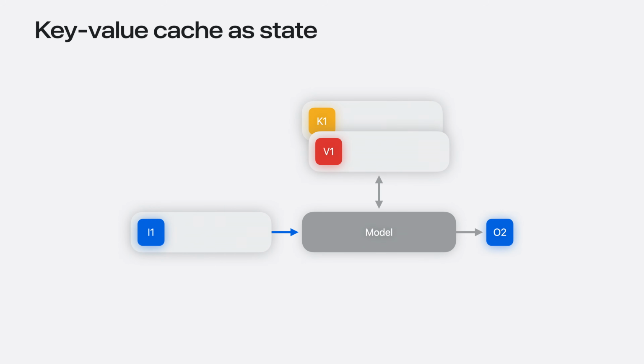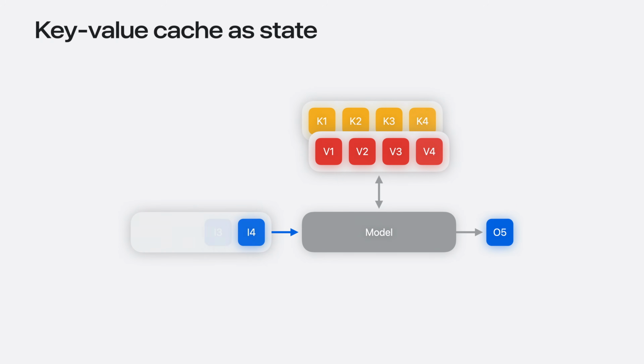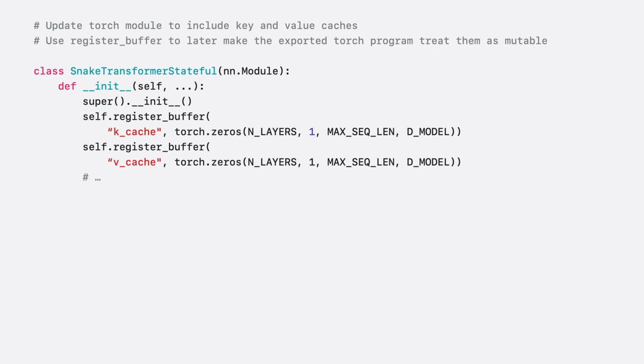So after the first input, each subsequent step uses the cache for history and only takes the new features of the latest board state. To implement the key value caching, I'll go back to the original authoring code and make a few changes to add in the key and value caches. First, I'll update the torch module by adding key and value cache tensors as buffers within the transformer module by using the torch register_buffer API.